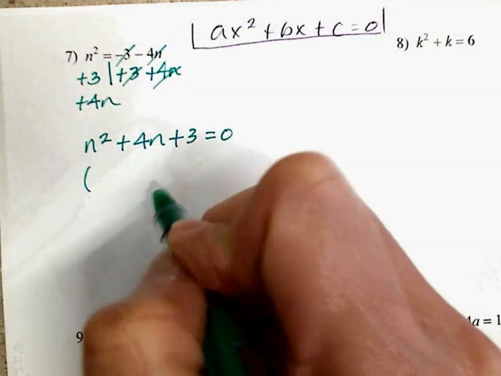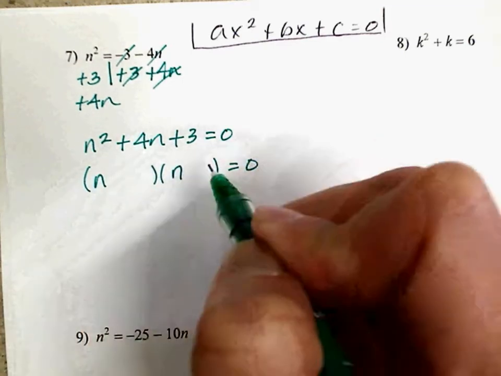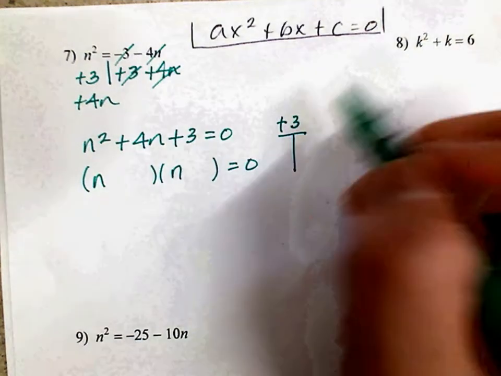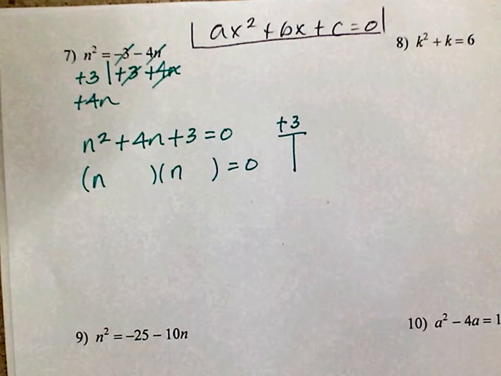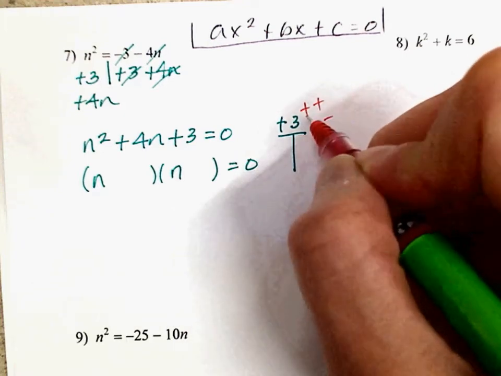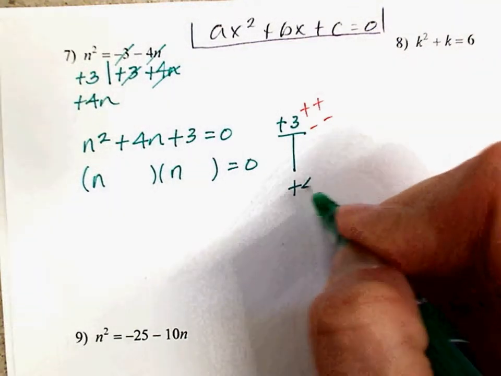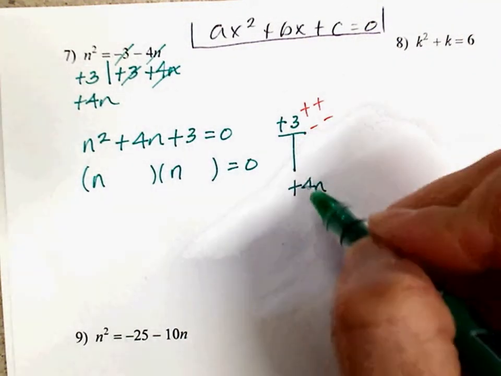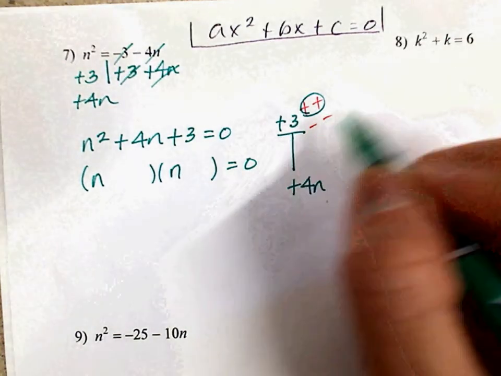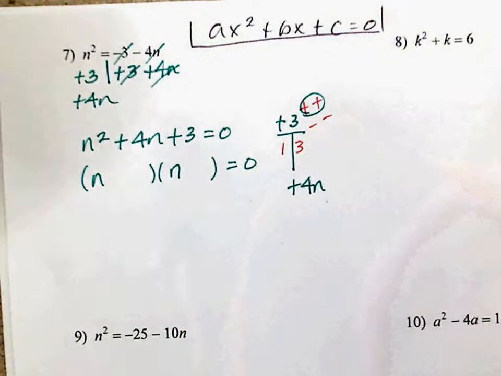To factor, draw your two sets of parentheses. What are some factors of n squared? N and n. Plus 3. What two numbers multiply to give you 3? So when you're multiplying, and this is positive, you are going to have two positives or two negatives, and you want it to be positive 4n. So when I add, see how it's positive? It's going to be both positive. So what are some of those numbers? Well, in this case, it's only 1 and 3, okay?